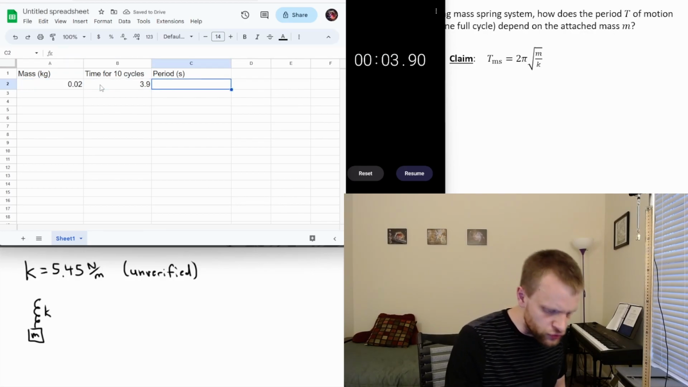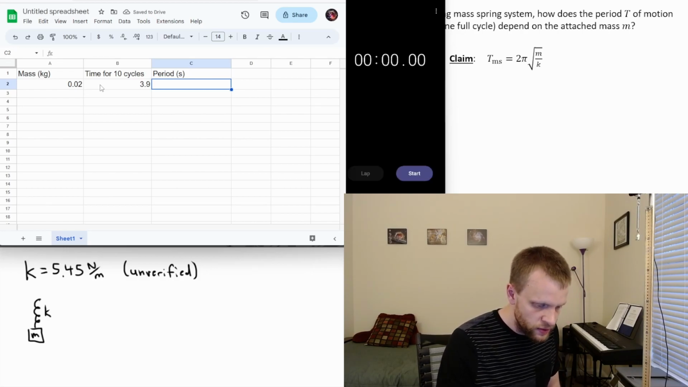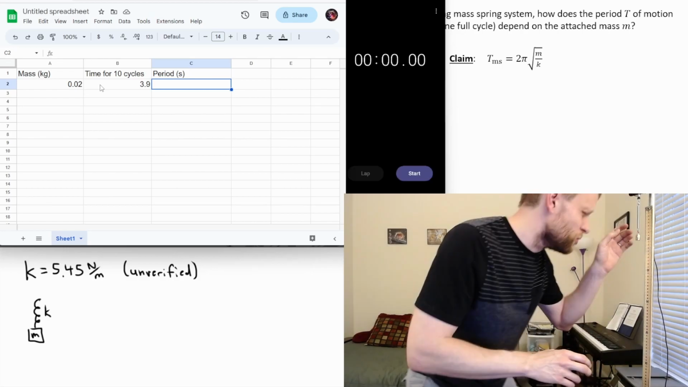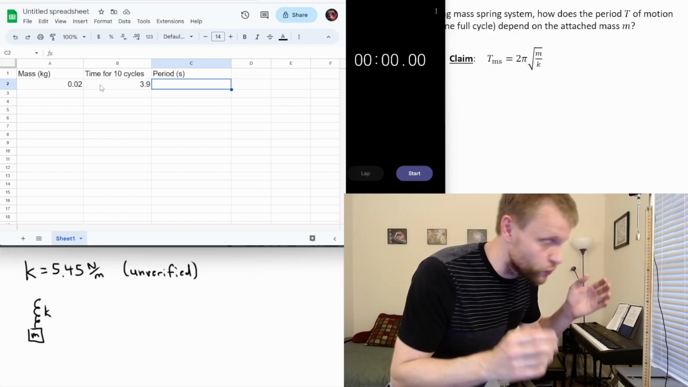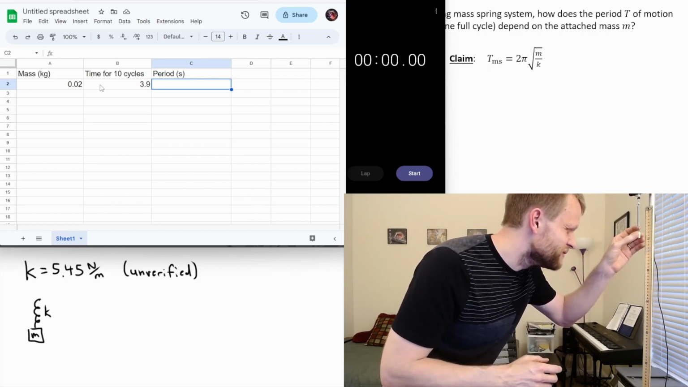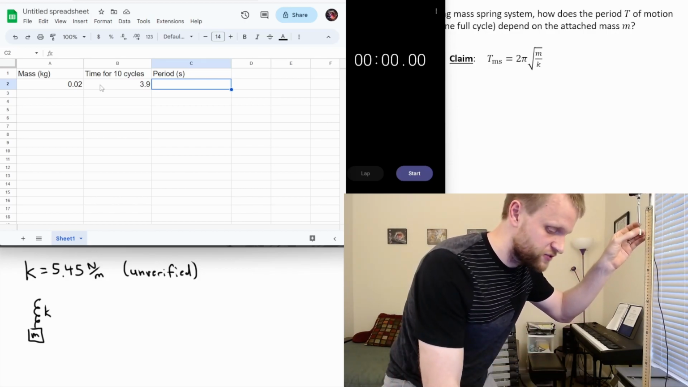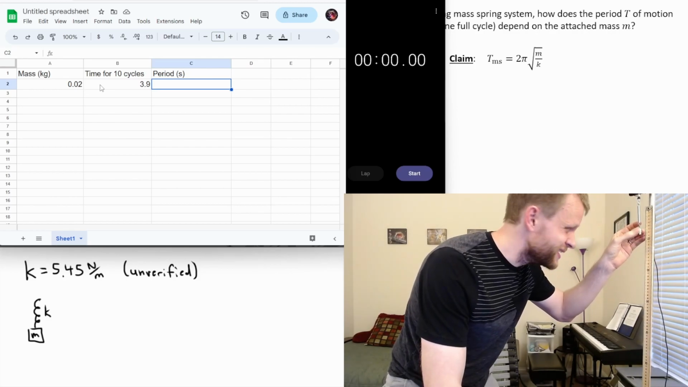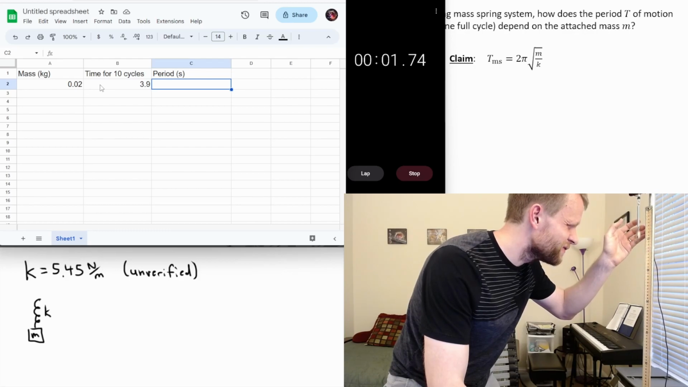But I'm going to just redo that one just to make sure that that was a reasonable measurement, because this is going to be actually the hardest one that we have to do in this. So I'm going to move that up around 1.5 centimeters, and starting in 3, 2, 1, start. 1, 2, 3, 4, 5, 6, 7, 8, 9, 10.